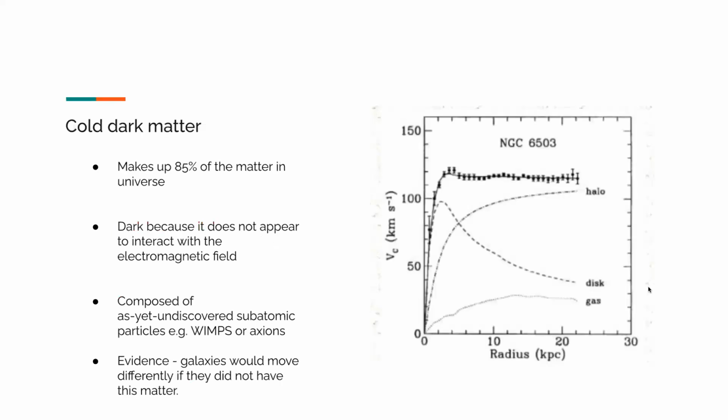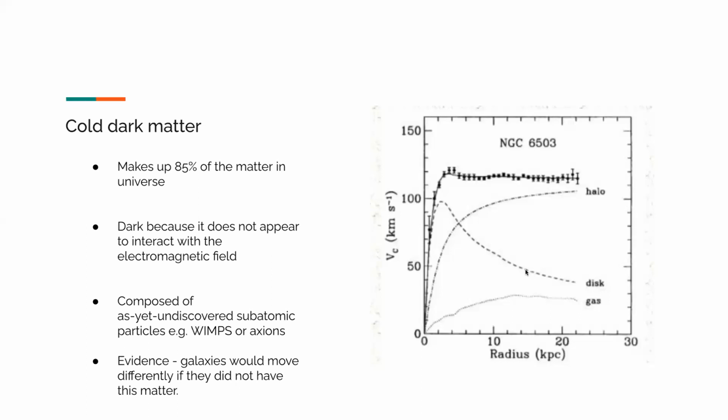So just touch base on the cold dark matter. This is a mysterious type of matter, which is making up 85% of the matter in the universe. And it's been deemed as dark because it doesn't appear to be interacting with the electromagnetic field. So it means it doesn't absorb, reflect, or do anything except gravitationally. And it's composed of as yet undiscovered subatomic particles such as WIMPs, which is the weakly interacting massive particles, or axions. And the evidence of these is that the galaxies wouldn't be looking the way they're looking if there wasn't this type of matter, or they wouldn't be moving in the way they're currently moving if this matter wasn't there.